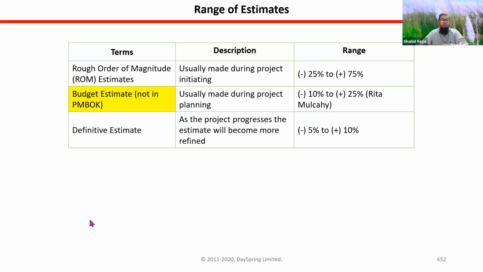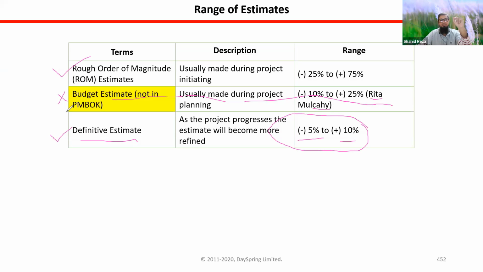This term we have already discussed, rough order of magnitude. Another term you will see in PMBOK is definitive estimate. Definitive estimate means the estimation is quite definitive. That can differ from -5% to +10%. So this is a quite definitive estimation, known as definitive estimate. And there is another term, budget estimate, that is not in PMBOK. It is mentioned in Rita Mulcahy's book.